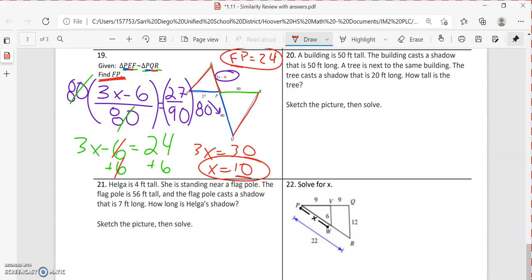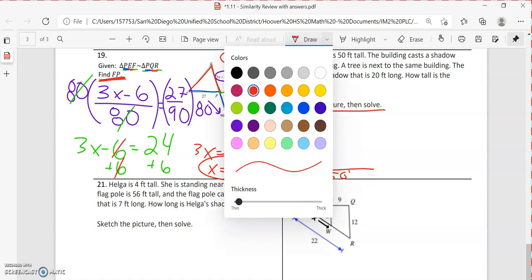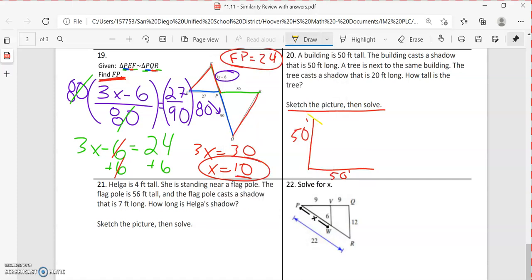A building is 50 feet tall. Well, let's actually start here. Sketch a picture, then solve. So we have a building that is 50 feet tall. Here is my stick figure building. The building casts a shadow. So I should have said how big it is. That is 50 feet long. There's my shadow, 50 feet. And we'll draw my sunshine in yellow.